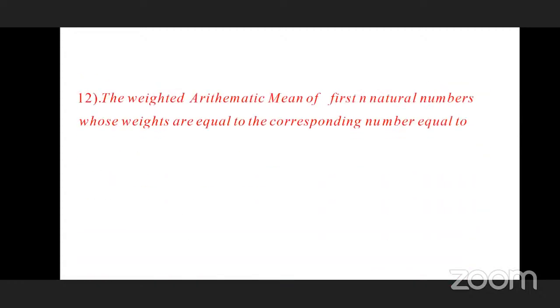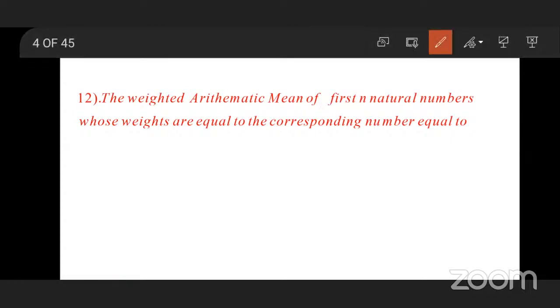Next problem. The weighted arithmetic mean of the first n natural numbers whose weights are equal to the corresponding numbers. What is given? The weighted arithmetic mean of the first n natural numbers, whose weights are equal to the corresponding numbers. The numbers and weights are equal.